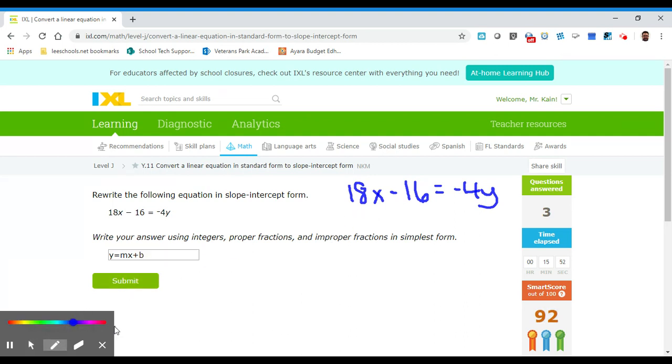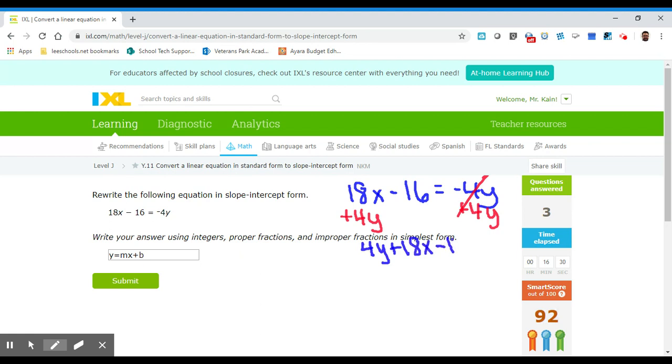Let's add 4y to both sides. Add 4y, add 4y. This will get rid of that term on the right-hand side, and we'll put it on the left. One thing a lot of students have asked me in the past is, can I even do that? Well, you actually can. What's going to happen on the right-hand side now is there's going to be a 0. So let's rewrite this as 4y plus 18x minus 16, and we are left with 0.